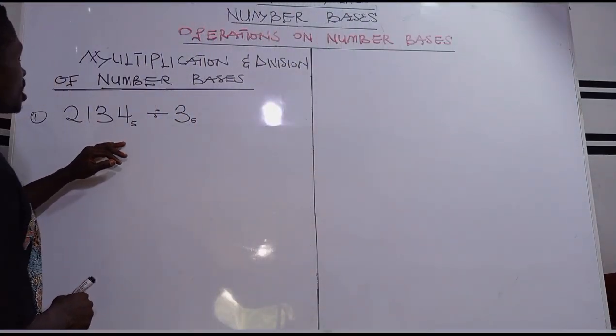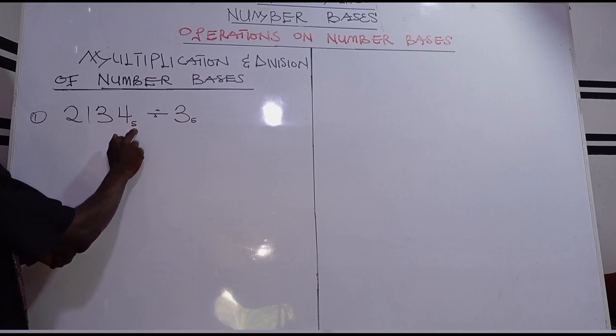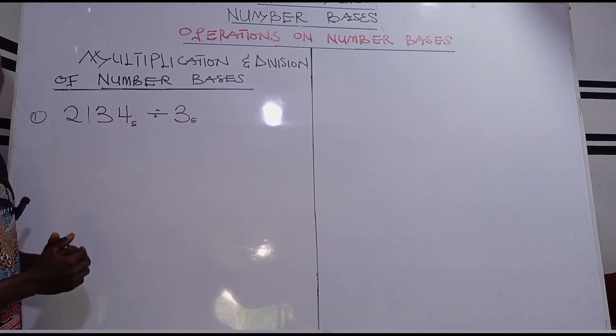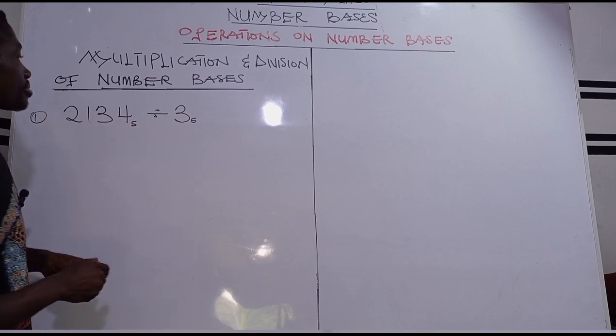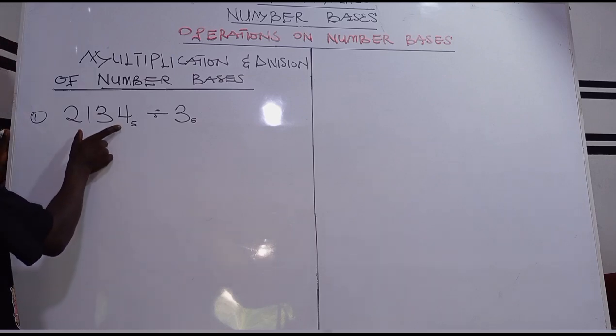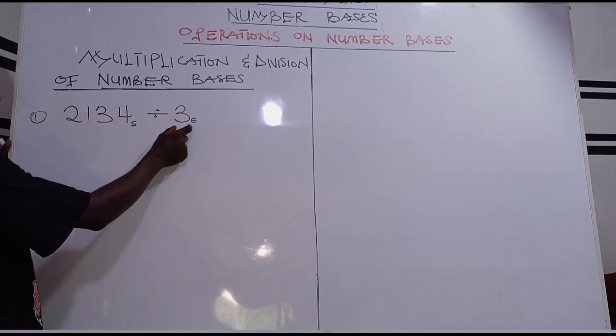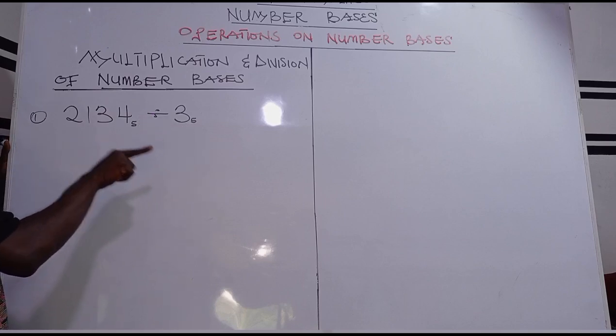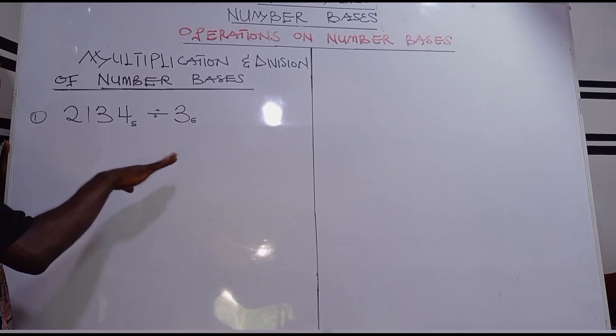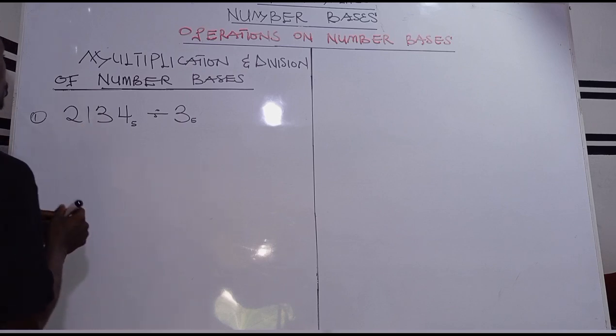So we have the first example. We have 2134 base 5 divided by 3 base 5. As I intimated earlier on, we are going to convert this to a base 10 number, and then convert this also to a base 10 number. Then we perform the division in base 10. Good. So let's do that one.